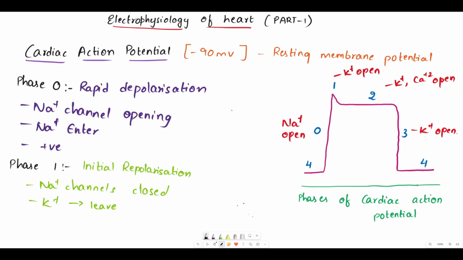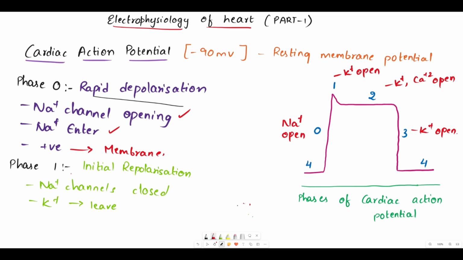So coming back to the cardiac action potential, we have totally 5 different phases. In that, the first phase, phase 0, is the rapid depolarization phase. Here the sodium channels will start to get opened, so more sodium will be entering into the cell, thereby making the membrane positive.